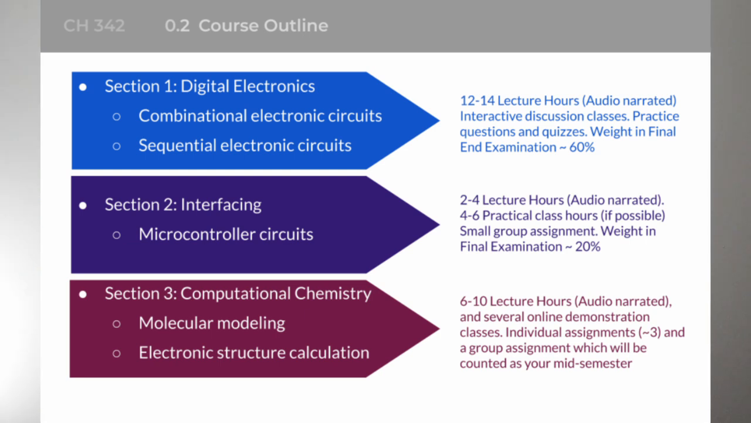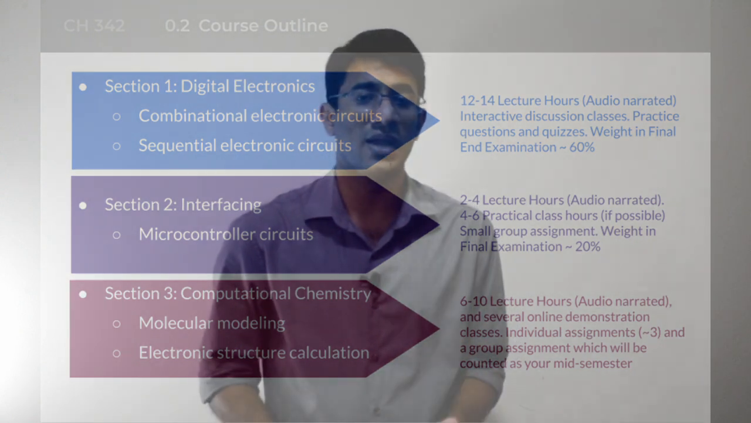So far as the examination goes, for the interfacing part and the computational chemistry part, I'll be giving a lot of assignments and quizzes, so you'll be getting a lot of continuous assessment, and a majority of your grade will be through continuous assessment. For the final exam, 60% of the final exam will be given from the digital electronics part, and less so from sections 2 and 3.